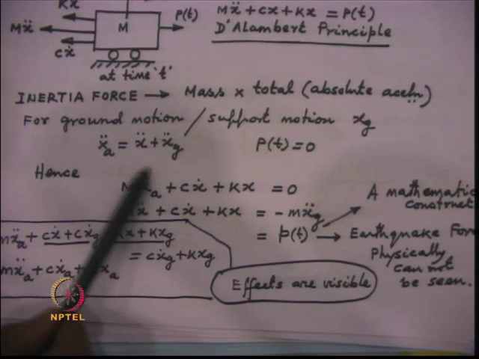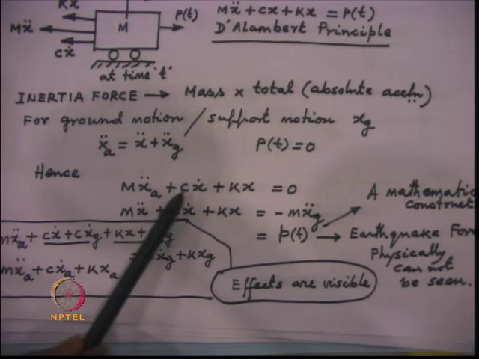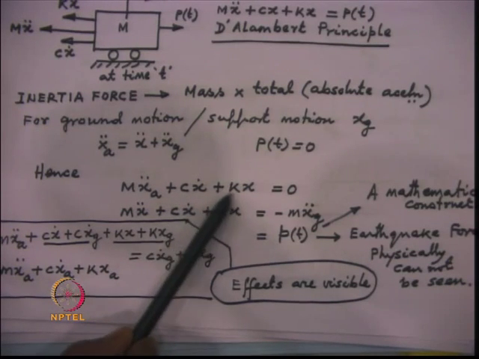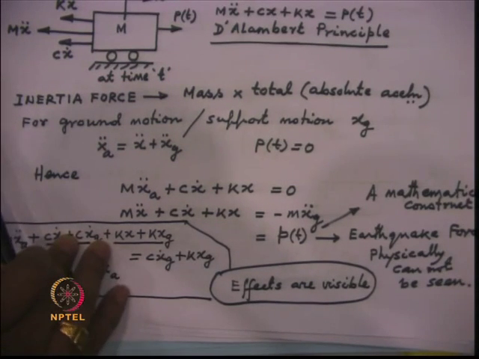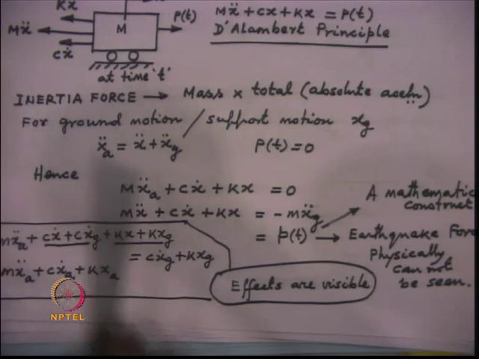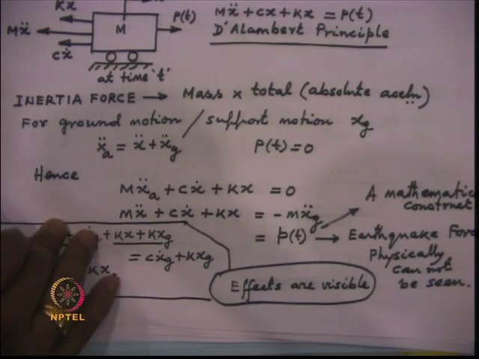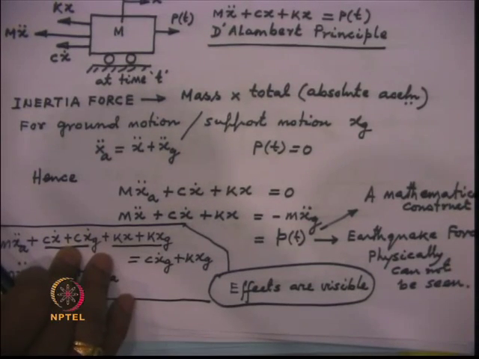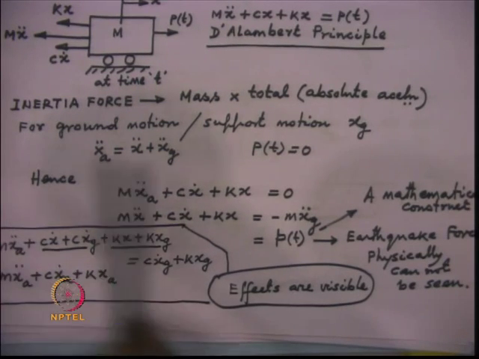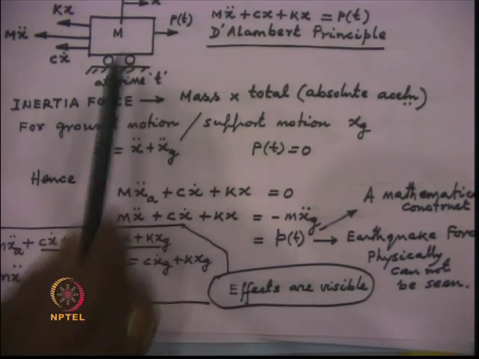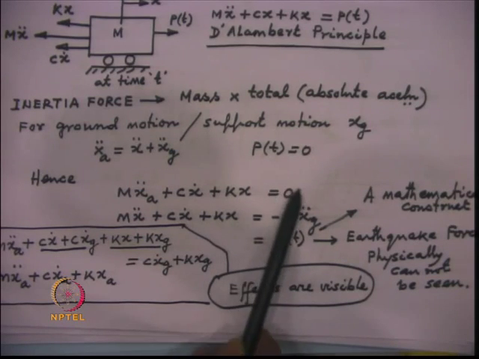m x double dot A becomes the inertia force. c x dot plus k x remain as before, because the restoring force in the spring will depend upon the relative motion, that is, the relative motion between the support and the mass. It is assumed that the damping force is also equal to the coefficient of viscosity multiplied by the relative velocity. Since there is no force acting over here, it is set to 0.